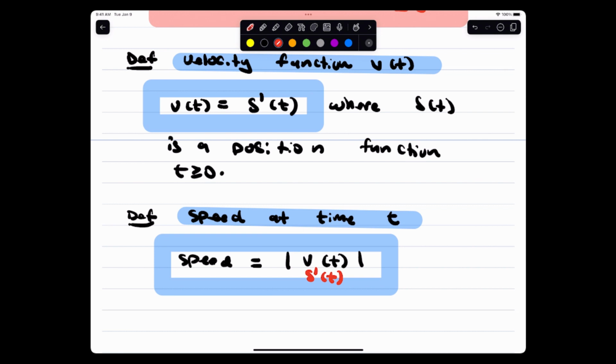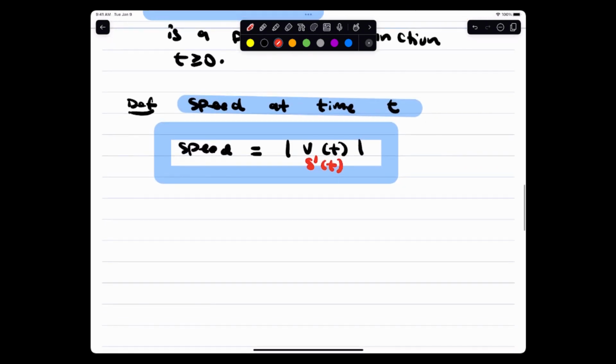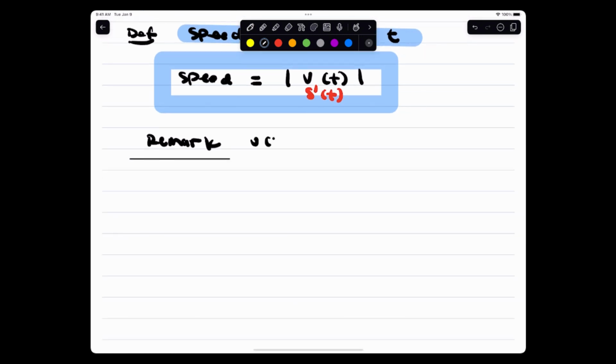Speed is defined to be the absolute value of something. So I want you to make a remark here. This does mean that your velocity function can be positive, or it could be what? Negative. If velocity is negative, that has meaning. If velocity is positive, that has meaning. But don't say velocity and speed are the same thing. You can't interchange those words.